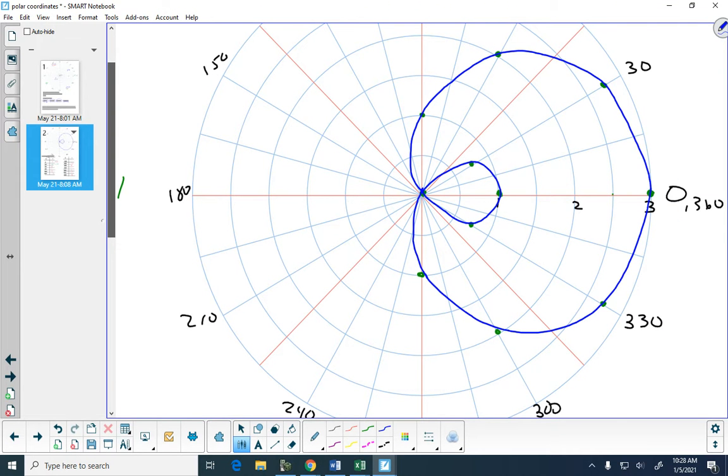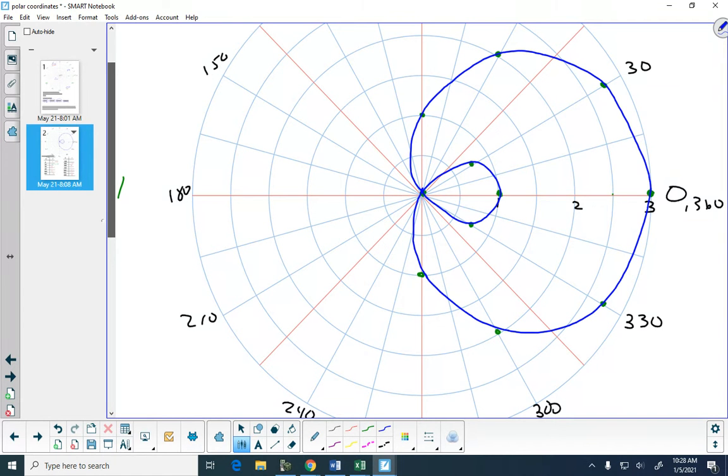This here is called a limacon with a loop. Sort of like a lima bean, a limacon. And we have a loop here. So we have a limacon with a loop. We also have limacons without the loop. That's my Irish accent for the day. So we have limacons with and without loops.